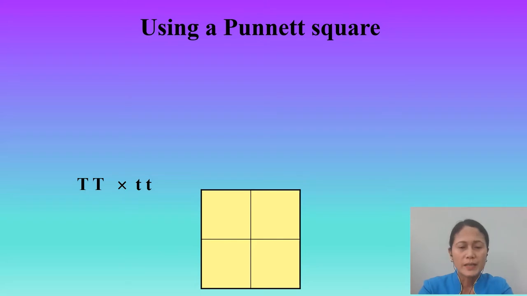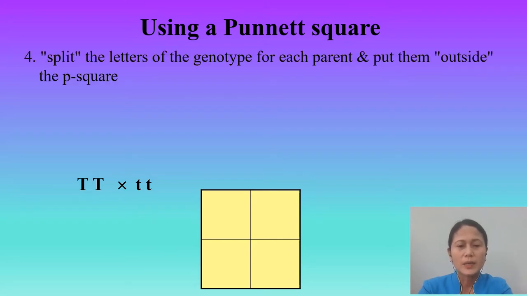Now, next to that, we will have to split the letters of the genotype for each parent and put them outside the Punnett square. So you will have to choose whether you put the parent or the father on top and the mother on the side, so it can look like this.